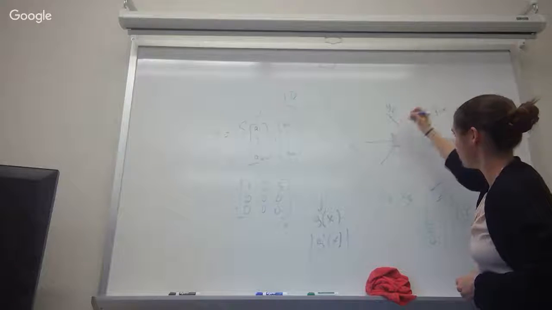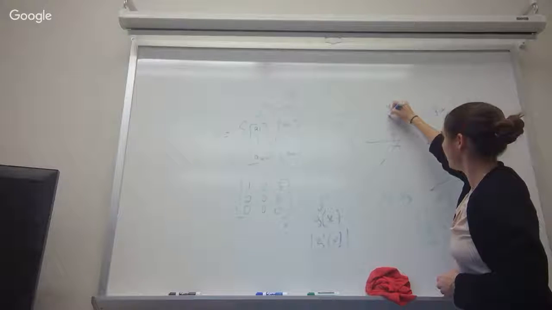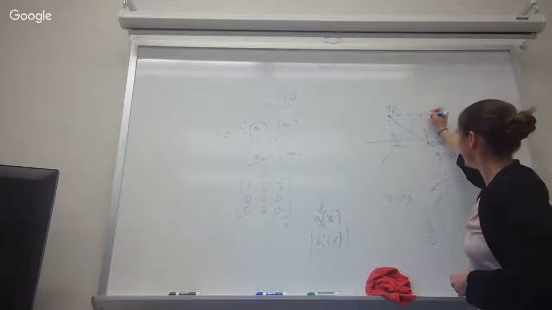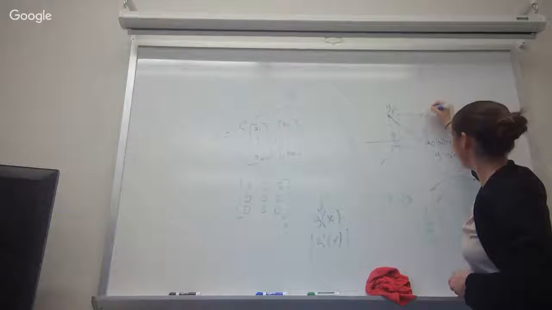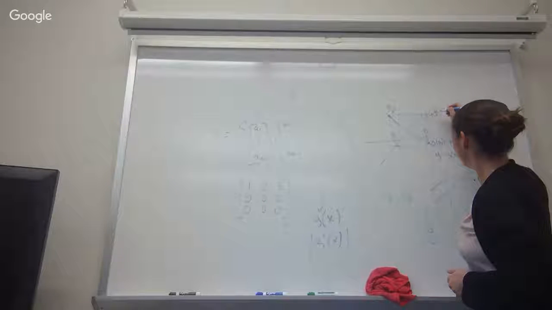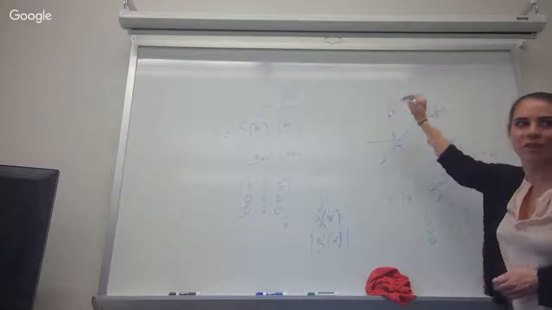So this is my p1. Now I'm going to plug that into my function. Go over to where, that's the y value, g of p1, and we get the same x again, and we end up going right back to the same place. So I can iterate over and over again.